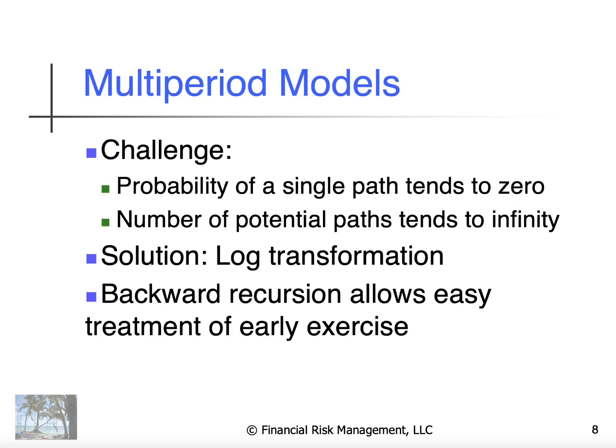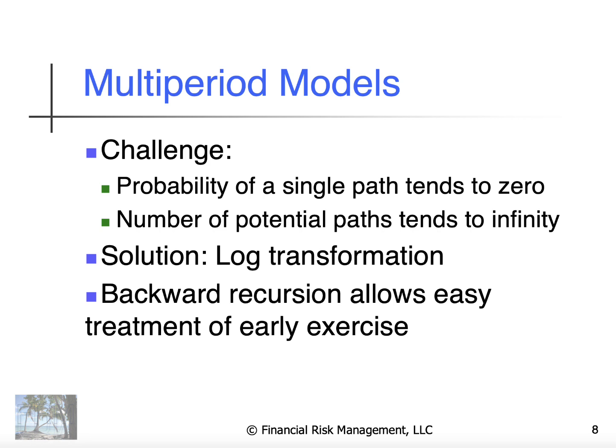Multi-period models have an implicit challenge in the sense that as I go to multiple periods, the probability of a single path tends to zero. The number of potential paths tends to positive infinity. So I have an exploding number of paths, and the probability of each path goes to zero. The way to handle this problem is with a log transformation, which makes this analysis much more straightforward.